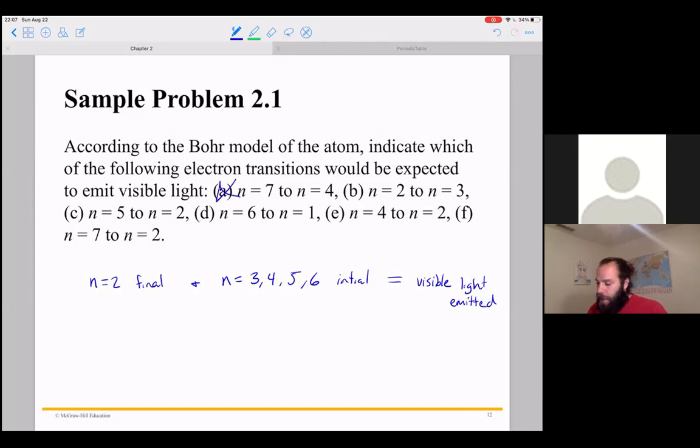Well, so it's not going to work for A. If you're going from 2 to 3, that's going the wrong direction. That would be an absorption, but it wouldn't be an emission of visible light.